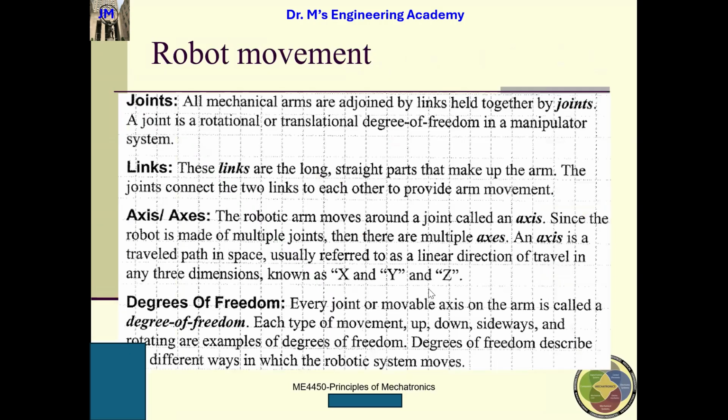So there are several concepts here. The joints. We know joints, right? For our body we have the waist joint, shoulder joint, elbow joint, wrist joint, and also finger joints. Here it is the same thing. All mechanical arms are joined by links held together by joints. This is very similar to the joints in our body. A joint is a rotational or translational degree of freedom in a manipulator system. So do you guys know what the degree of freedom is? How do we define degree of freedom?